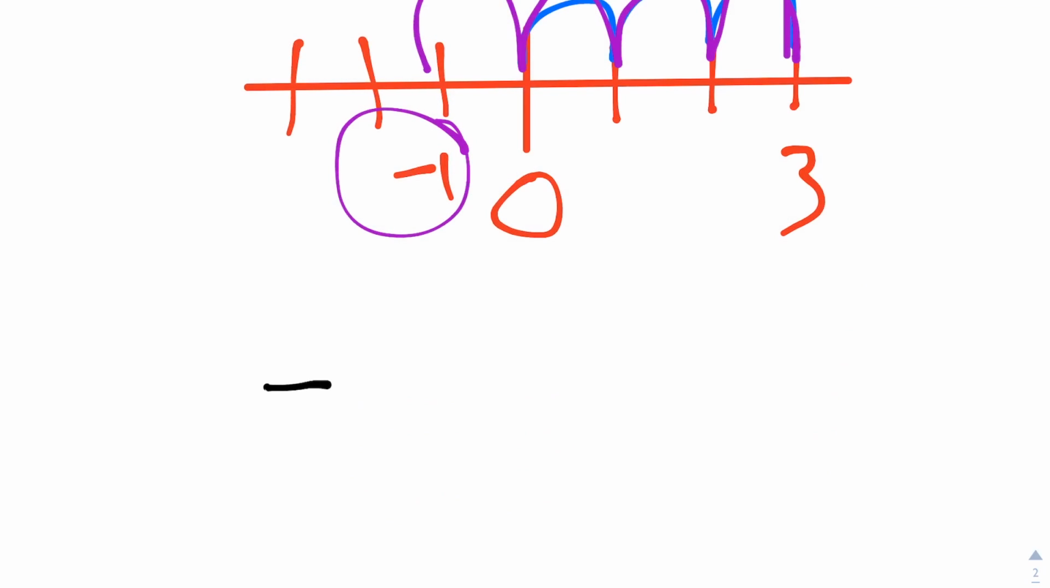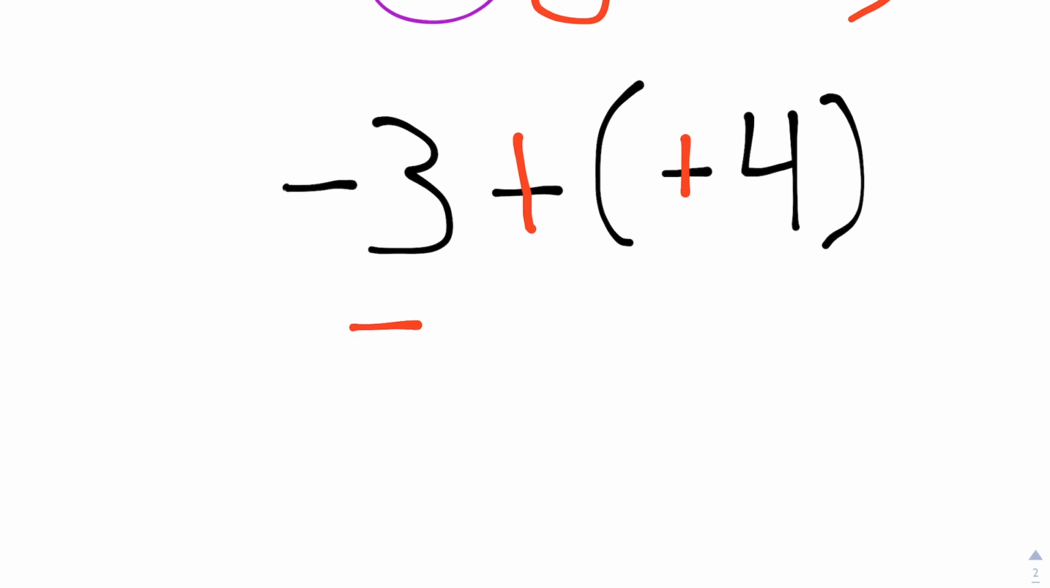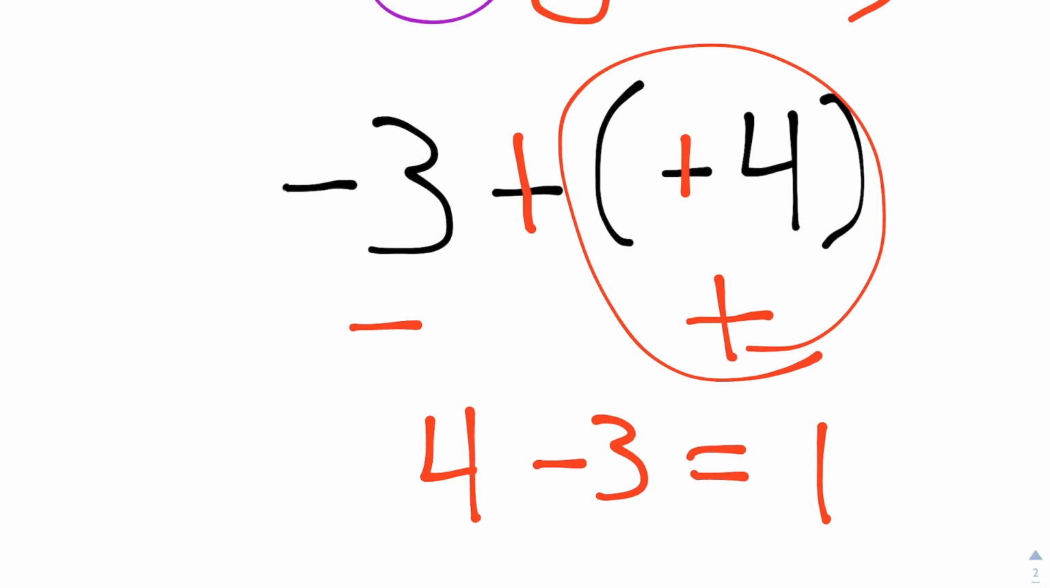Let's do -3 minus -4. Again, I'm going to start off by changing my negative sign to a positive sign, which means I also have to change the one right behind it. Okay, so now I have a negative number and a positive number, so that still means I'm going to go ahead and subtract them. So I have 4 minus 3 to get 1. 4 is my big guy, so it's going to be a +1.